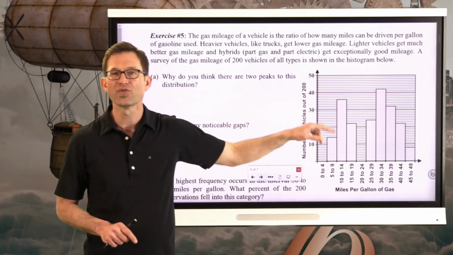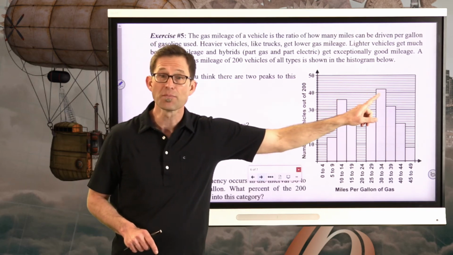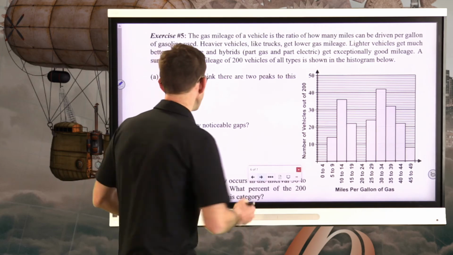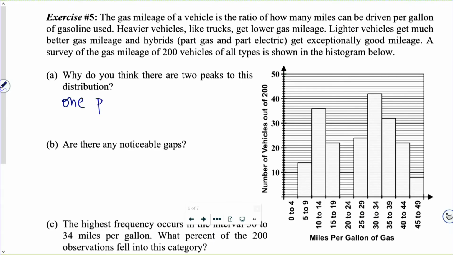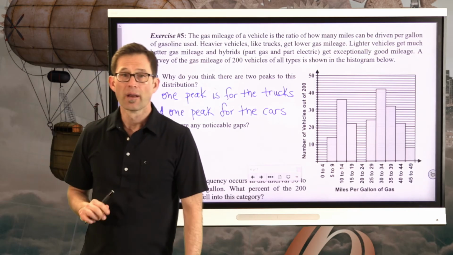So we likely have 2 peaks, because this peak is likely for the trucks and this peak is likely for the cars. So one peak is for the trucks, and one peak for the cars. Right? Kind of makes sense.